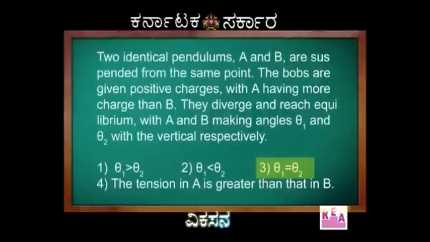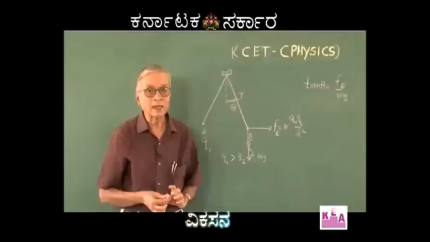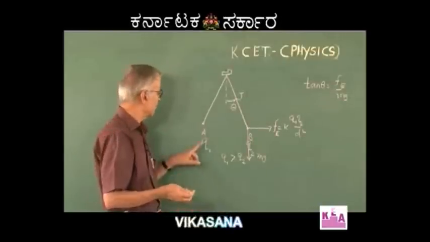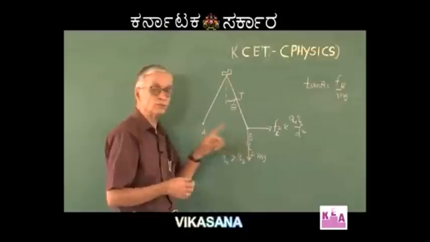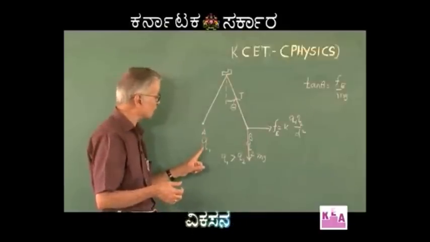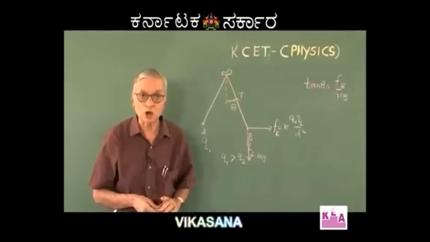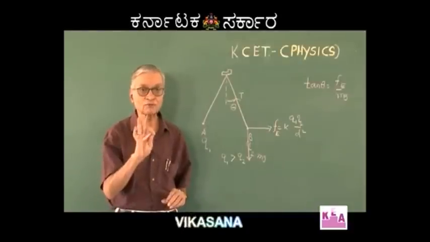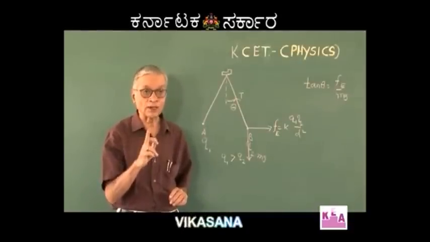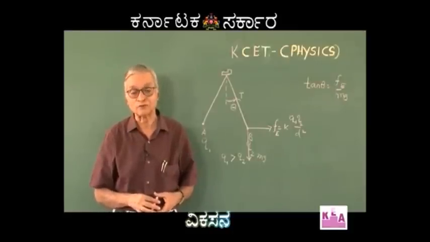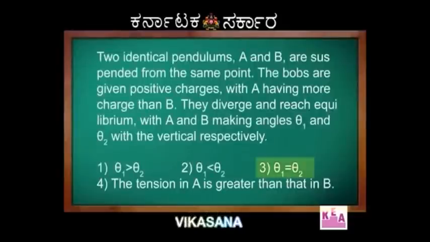I want you to please note one thing here. Normal wrong concept in your mind is, since Q1 is greater than Q2, the electrostatic force on Q1 may be more than the electrostatic force on Q2. It is wrong because electrostatic force does not depend upon individual charge, it depends on the product of the charges. If you note this point, then third option being correct seems to be almost obvious.